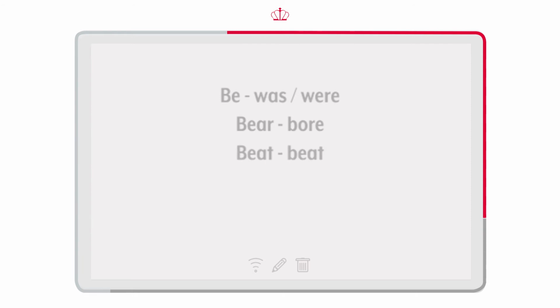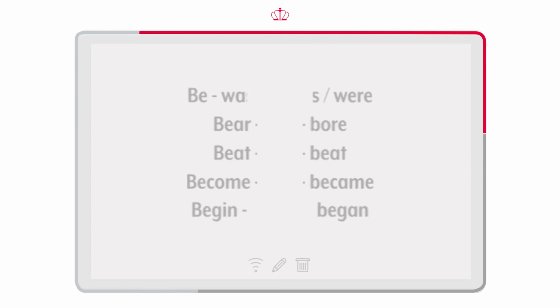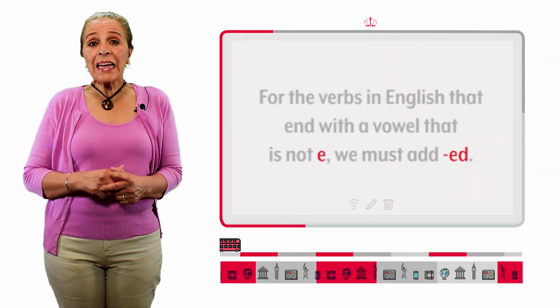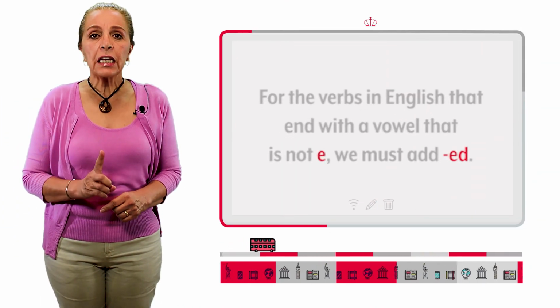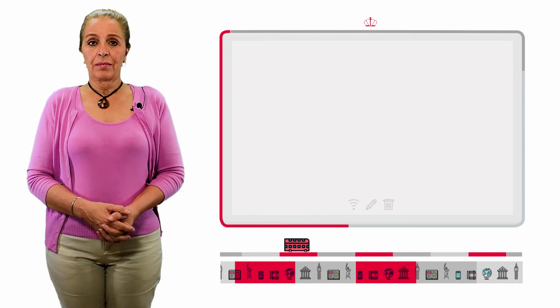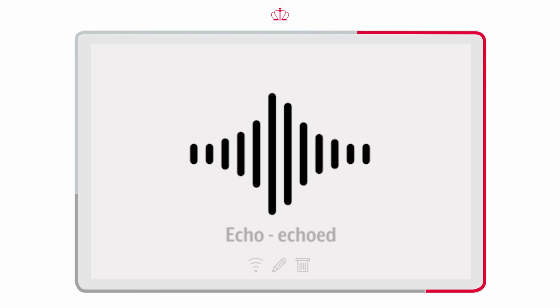Now, let's see some verbs in present and past tense. Be, was, were. Bear, bore. Beat, bit. Become, became. Begin, began. For the verbs in English that end in a vowel that is not e, we add ed. Echo, echoed.